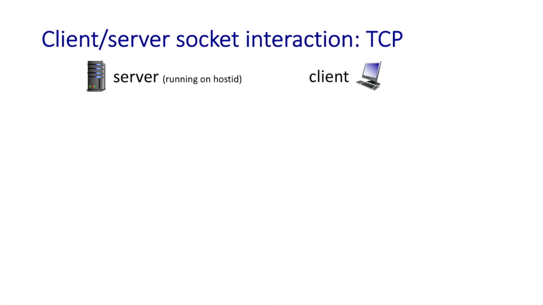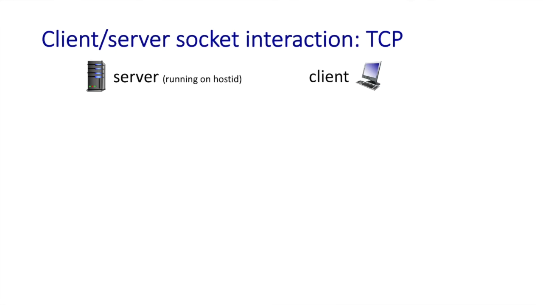Remember that unlike UDP, TCP is a connection-oriented service. This means that before the client and server can send application-level messages to each other, they'll first need to handshake and establish a TCP connection. One end of the TCP connection will be attached to the client TCP socket, and the other end will be attached to a server-side TCP socket.